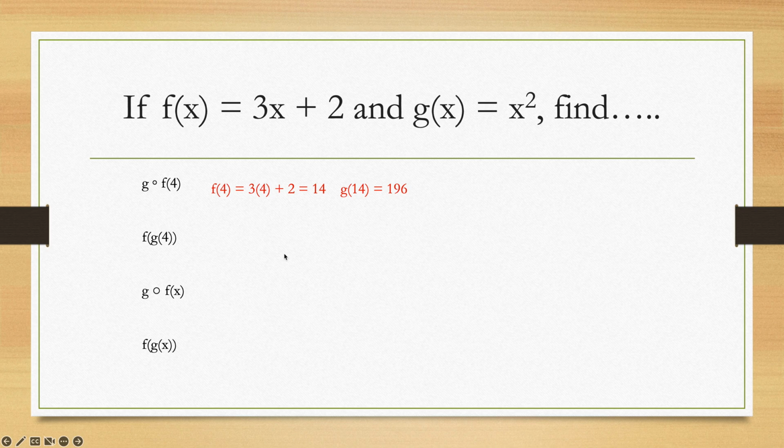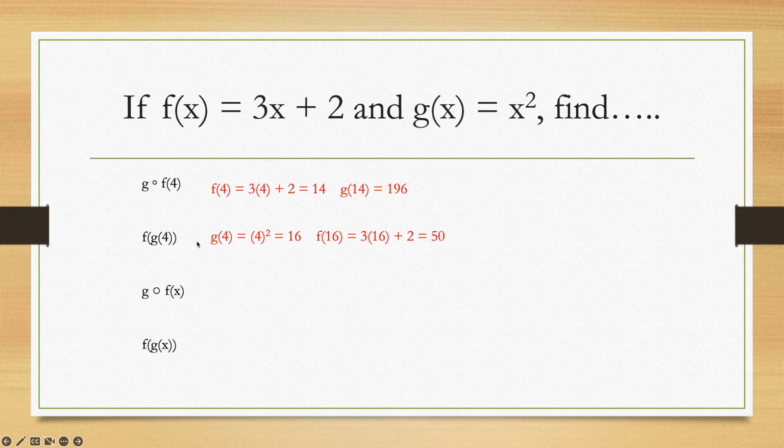That is to say, if the order matters. So if I find g of 4, I get 16, because g just squares what you give it, the input. And then that output of 16 becomes the input for f. 3 times 16 is 48, plus 2 is 50. Notice they're not equal. So composition is not commutative.